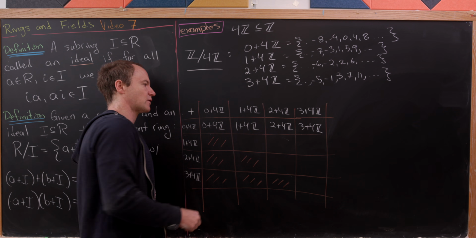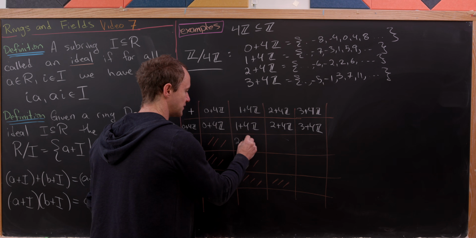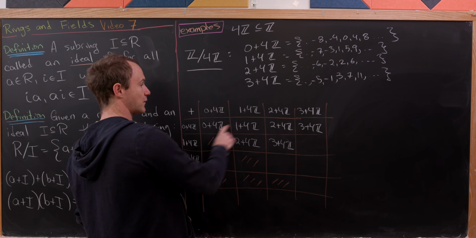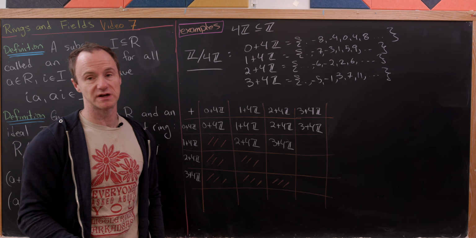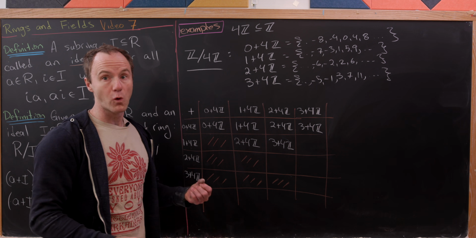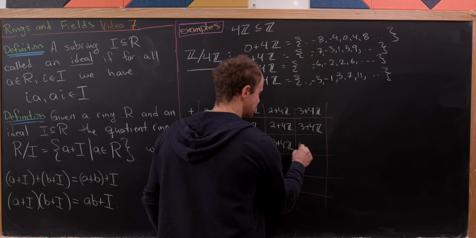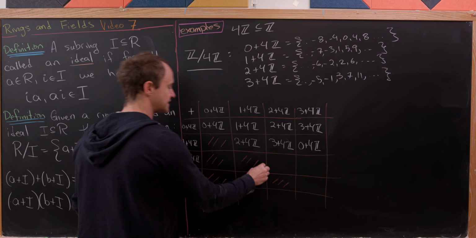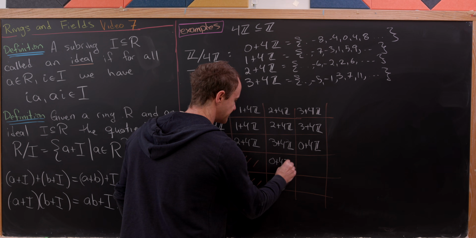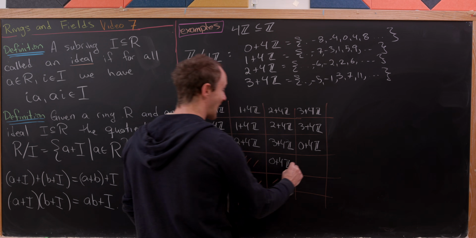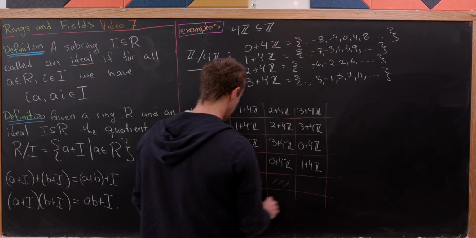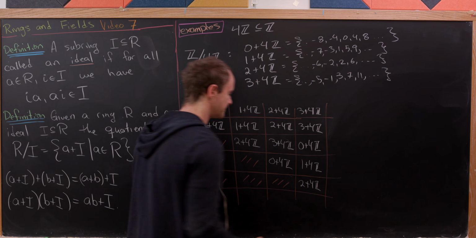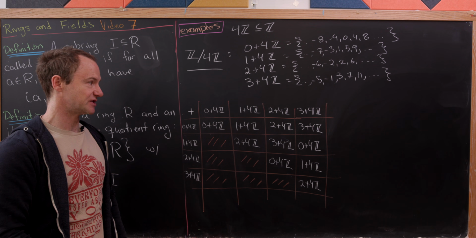Okay, so now 1 plus 4z plus 1 plus 4z, so that's going to be 2 plus 4z. This one's going to be 3 plus 4z. And then 1 plus 4z plus 3 plus 4z is going to be 4 plus 4z. But notice that 4 is an element of 4z, so that just gives us 0 plus 4z. Okay, nice. And then 2 plus 2 is 4, which is 0 plus 4z. And then 2 plus 3 is 5, which is 1 plus 4z. And then 3 plus 3 is 6, which is 2 plus 4z. Okay, so that's the full addition table.